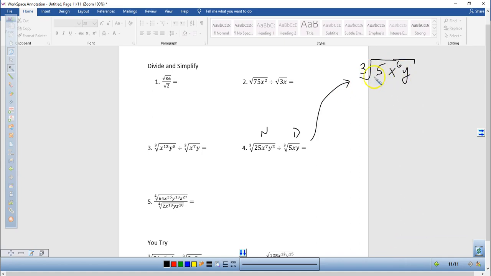Now we try to break this thing down. Remember, we separate number, separate variables. Nothing I can do with the number. With the variables, how many groups of 3 can I get from the x? Since there's 6 of them, I can get 2. How many groups can I get from y? I can't get anything from y. There's only 1 of them. I can't make a group of 3 if there's only 1 there. Cube root 5, nothing I can do with him either. So we multiply, get all this stuff back together. I've got x squared, and I've got the cube root of 5y.